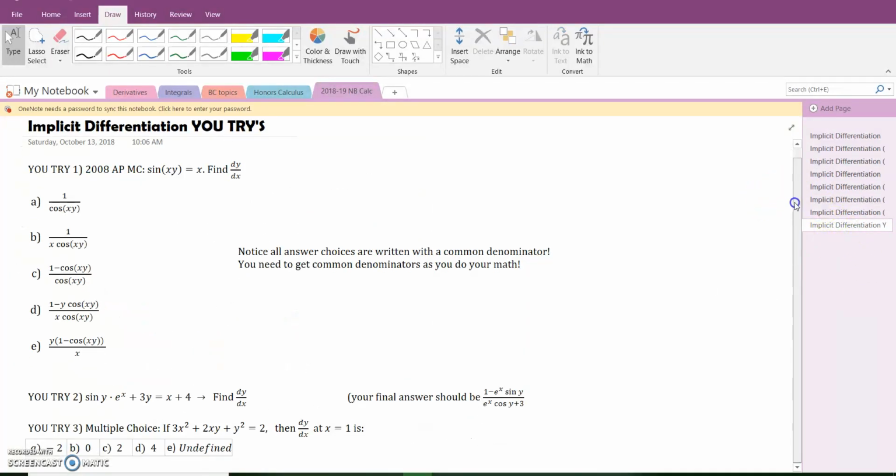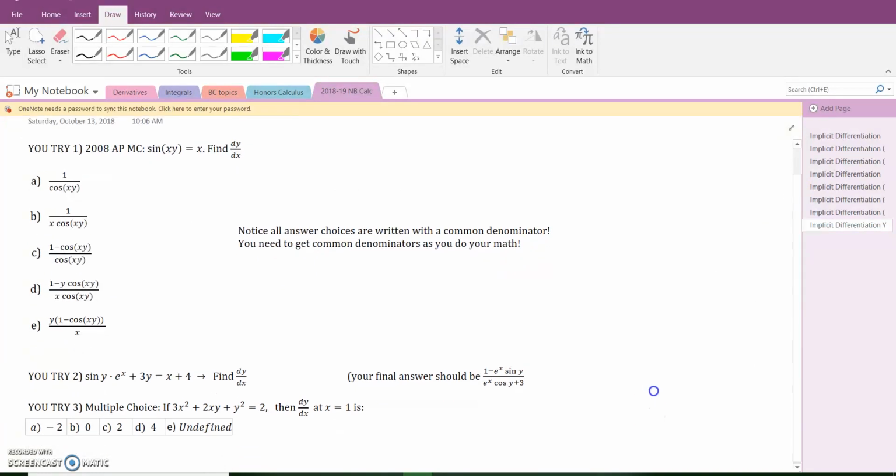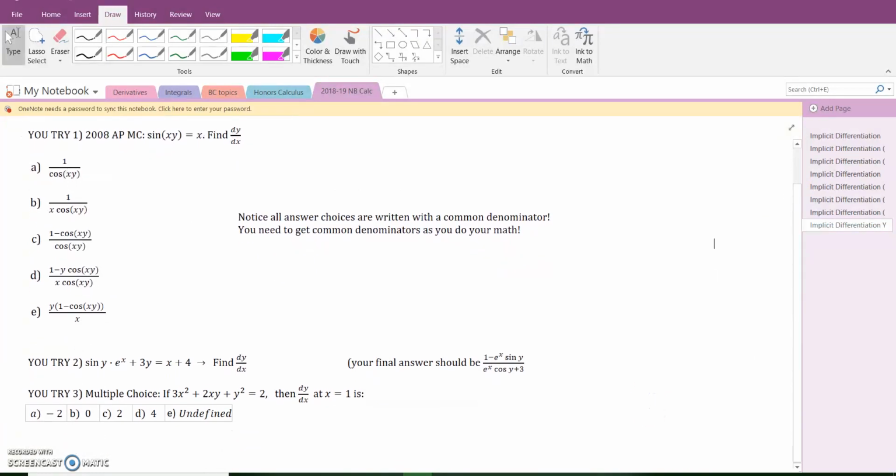One of them is a multiple choice problem from 2008. And so they love implicit differentiation for multiple choice problems. There's always going to be a couple of them on the exam. And for this one here, I'm just going to tell you what you should get so you can get some feedback right away if you're doing the right thing. You should get choice D. If you didn't get choice D, check to make sure you actually did implicit differentiation.